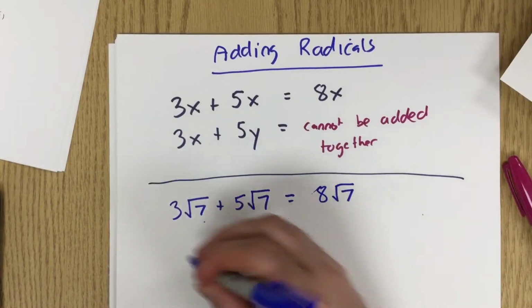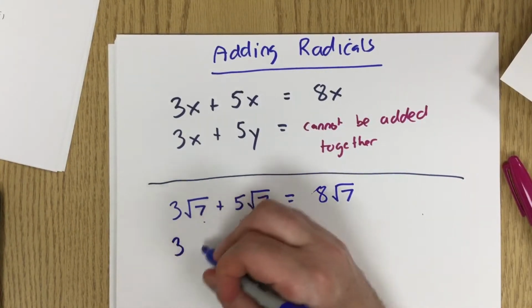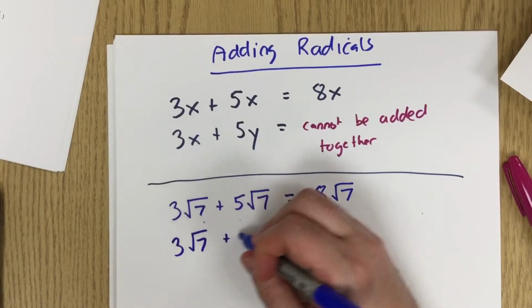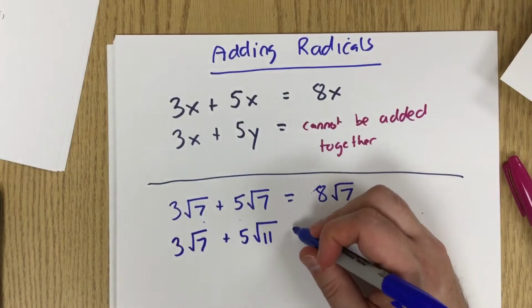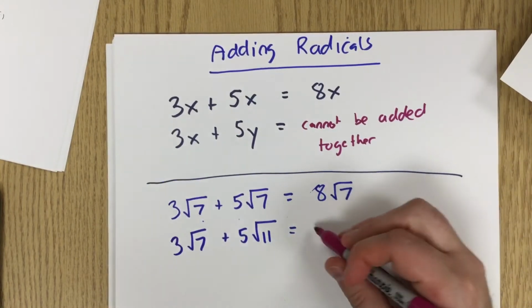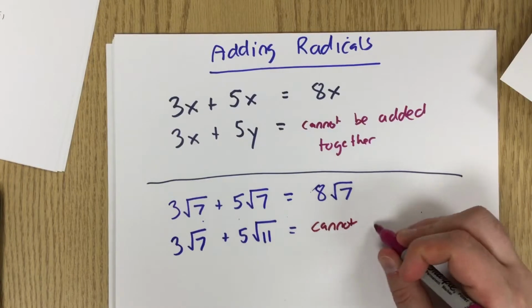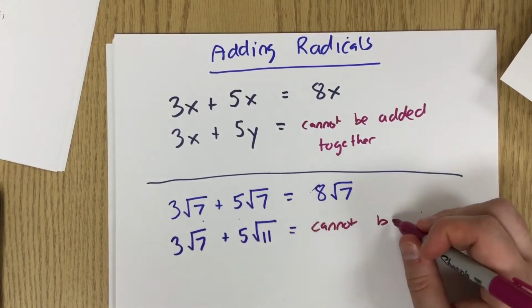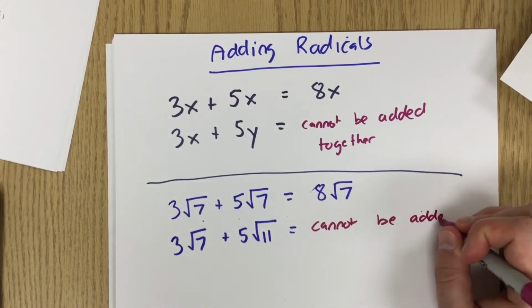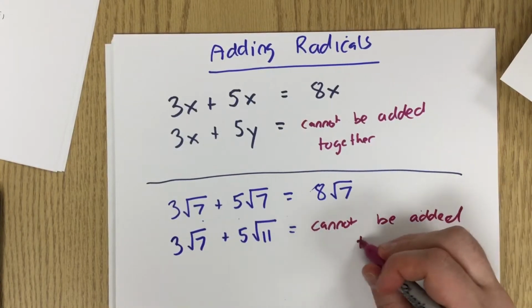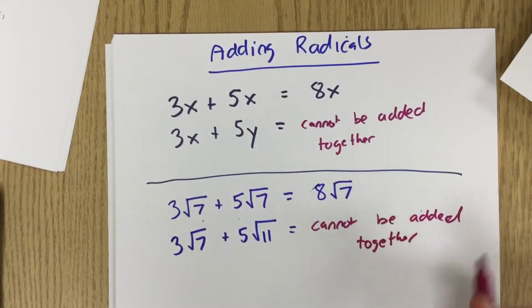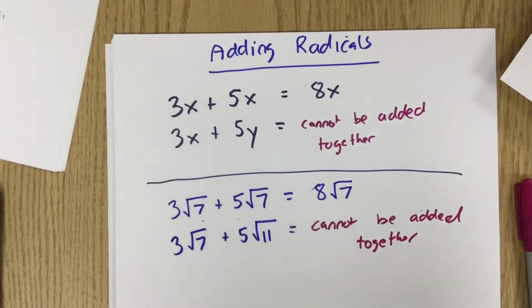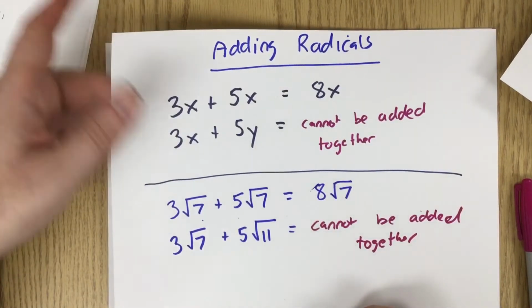Now, conversely, if we had, say, 3 root 7 plus 5 root 11, in this case, they cannot be added together. They're not like terms. So if you have the same number under the square root, you could think of them as being like terms. But if you don't, then you can't quite do that. So let's do some examples of that.